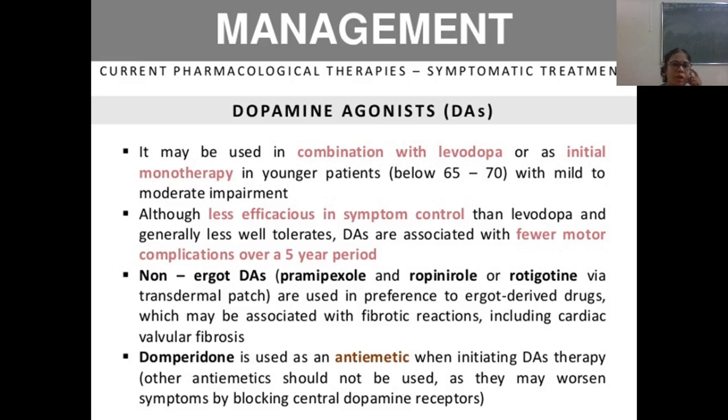Coming to the dopamine agonists, they may be used in combination with levodopa or as initial monotherapy in younger patients with mild to moderate impairment. Although less efficacious in symptom control than levodopa and generally less well tolerated, dopamine agonists are associated with fewer motor complications over a 5-year period. Non-ergot dopamine agonists like pramipexole and ropinirole, or rotigotine via transdermal patch, are also used in preference to ergot-derived drugs, which may be associated with fibrotic reactions including cardiac valvular fibrosis.